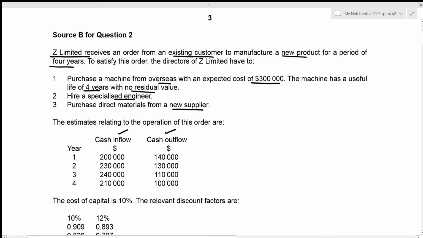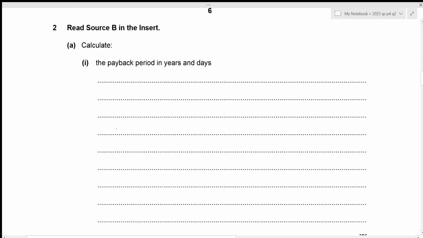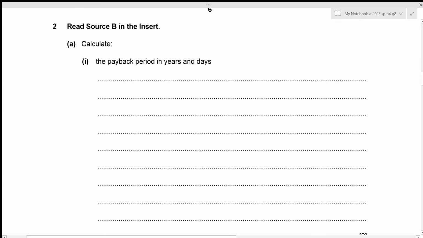We're given the cash inflow and cash outflow of 4 years. Then we're also given the cost of capital to be 10%. This is the interest rate that we will apply in order to discount in order to get our net present value. And the relevant discount factors are given to be of 10% and 12%. Let's have a look at our first question. We need to calculate the payback period in years and days.